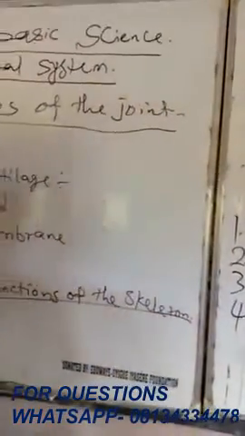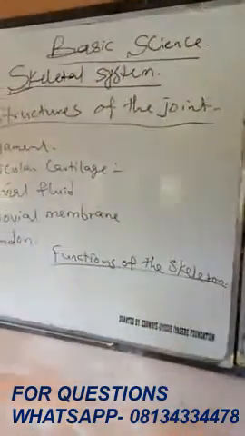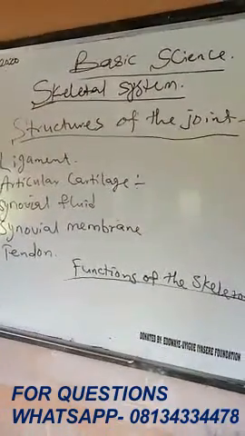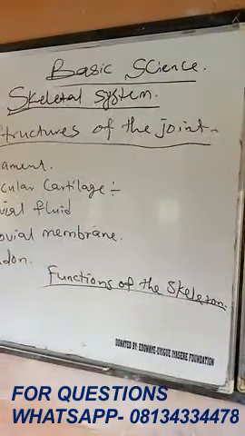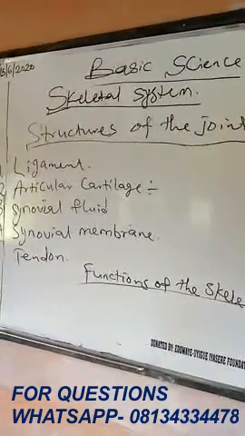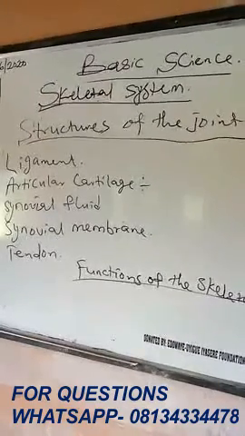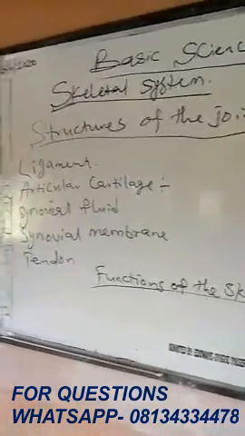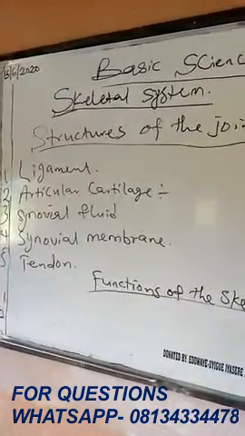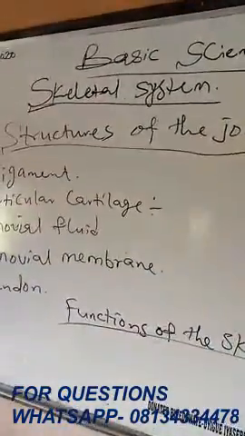We are rounding up by looking at the functions of the skeleton. The skeleton is very important to the body because it supports the body in movement. It gives rigidity, that means it gives shape to the body. It supports the body of an animal in movement, and also helps in protecting some delicate organs in the body.